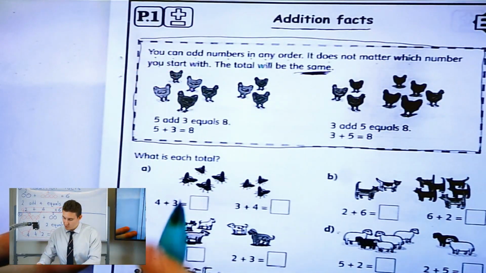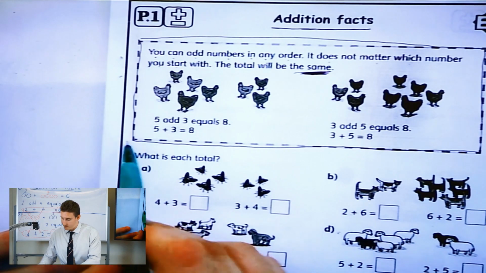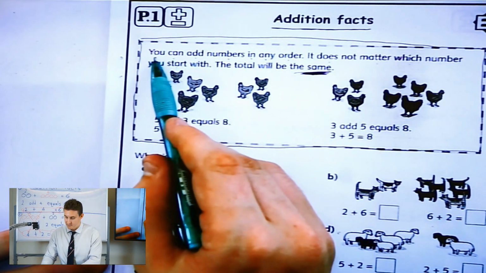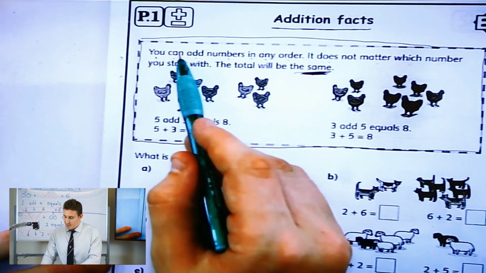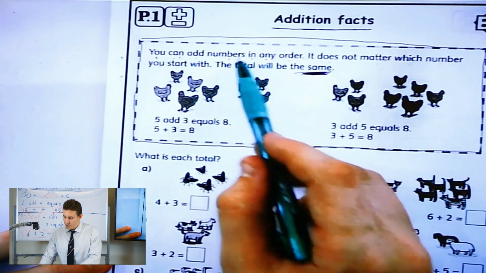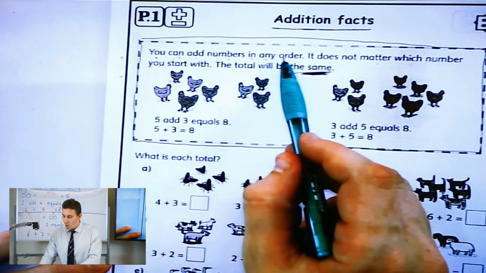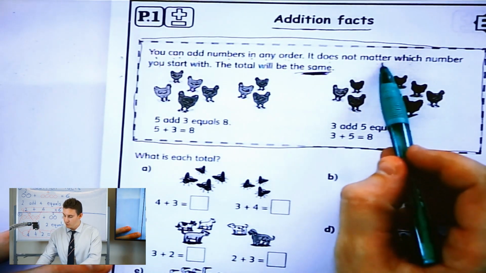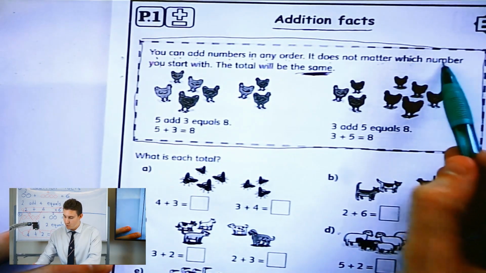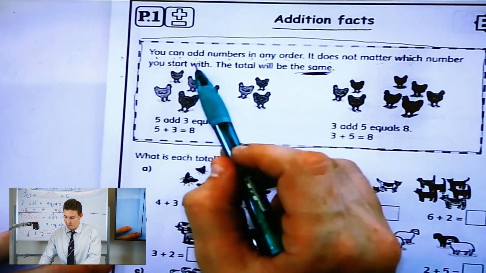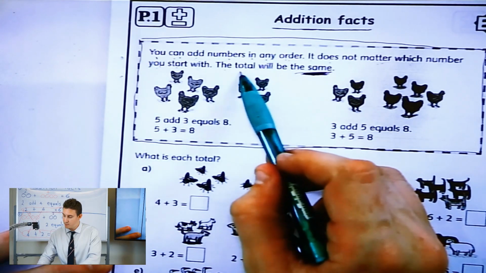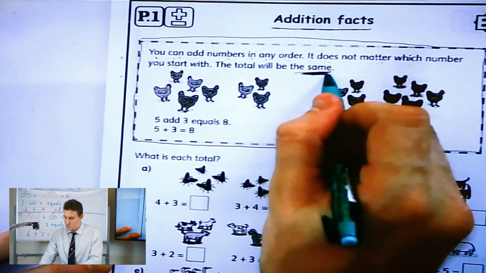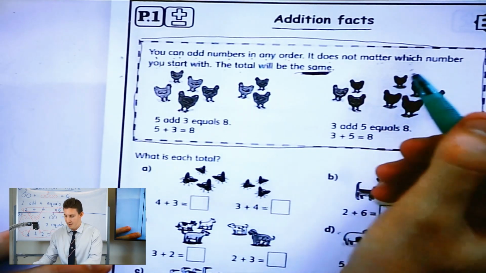Okay, so let's look at our box here today. First example. The sentence says, you can add numbers in any order. It does not matter which number you start with. The total will be the same. Okay, the total will be the same.